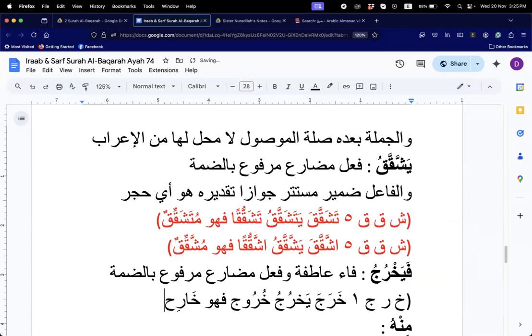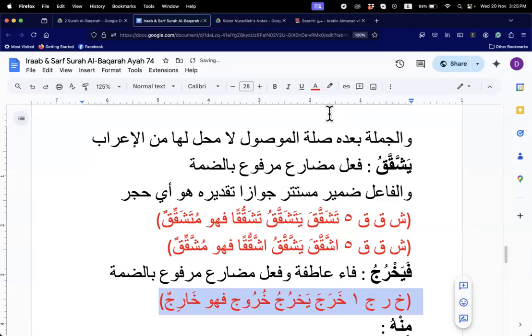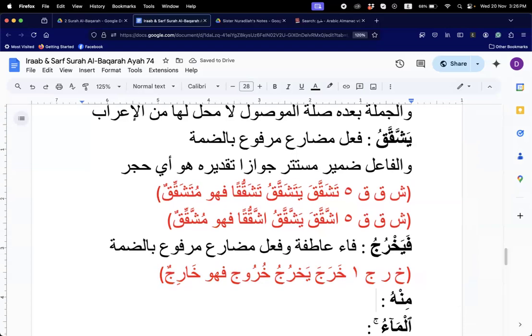What's the masdar of dakhala? Yadkhulu. Do you remember? Dukhul, right? Basically it's the same. So it's the opposite: khuruj is to go out, dukhul is to come in. You can remember one, you can remember the other, inshallah. Good. Next one, Sister Hamisa.